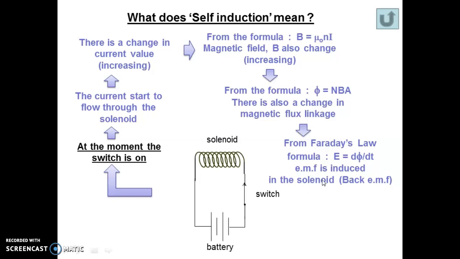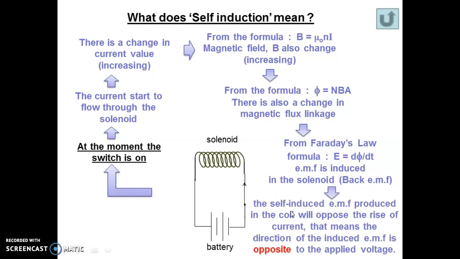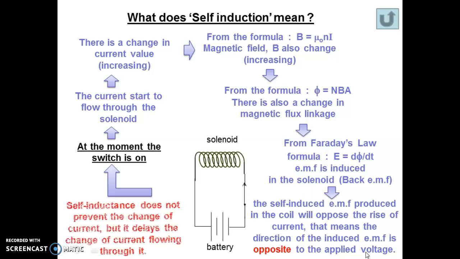We call this induced EMF a back EMF. The self-induced EMF produced in the coil will oppose the rise of the current. That means the direction of the induced EMF is opposite to the applied voltage. Self-inductance does not prevent the change of current, but it delays the change of current flowing through it.